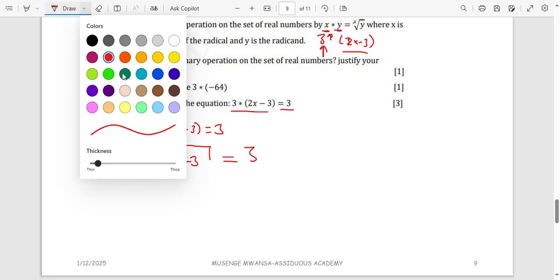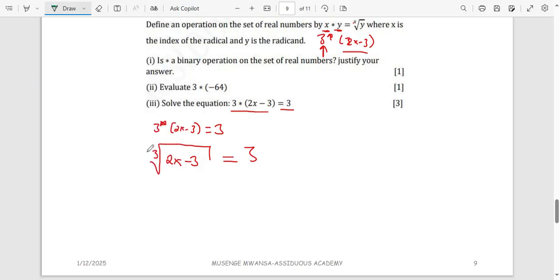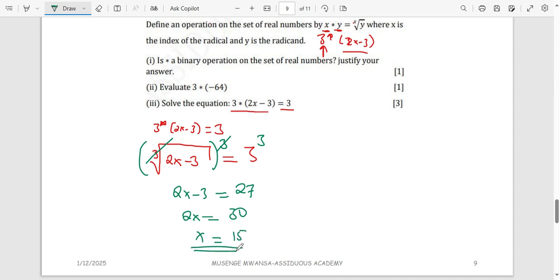When you are solving radical equations, because you have got a cube root, just raise everything to the power 3. The cube root and the cube will cancel out. If it was a square root, you square. So those will cancel out, so we remain with 2x minus 3 is equal to 3 to the power 3, that is a 27. Take this 3 the other side, that will be 2x is equal to 27 plus 3, which is a 30. Divide both sides by 2, that is going to be a 15. Is that okay?